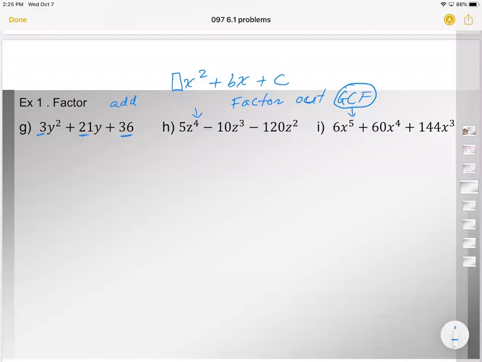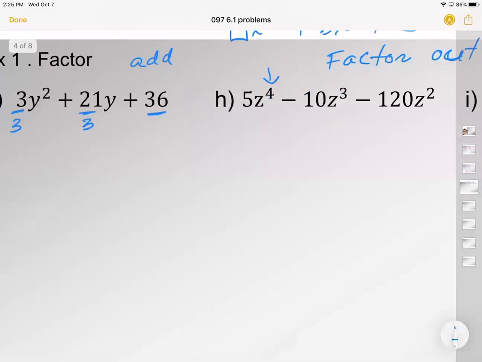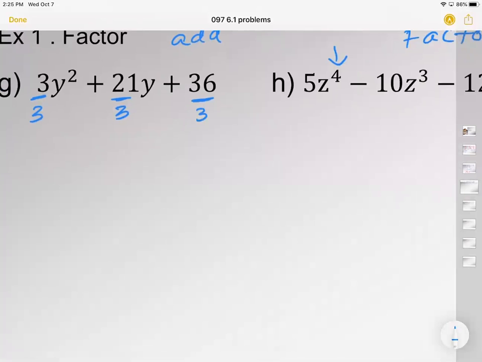In this case, do you agree that 3 can go into 3, 3 can go into 21, and 3 can go into 36? If that is the case, then I can take out a 3, and this is what I have left. 3 going into 3 gives me 1, or simply just y squared. 3 going into 21 gives me 7y. And 3 going into 36 gives me 12. So again, the GCF, the greatest common factor, is 3.